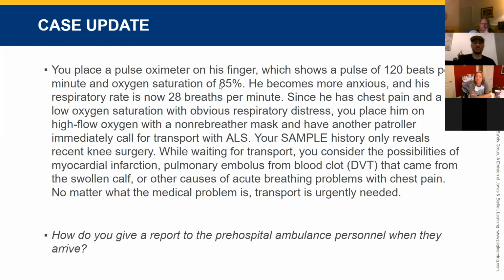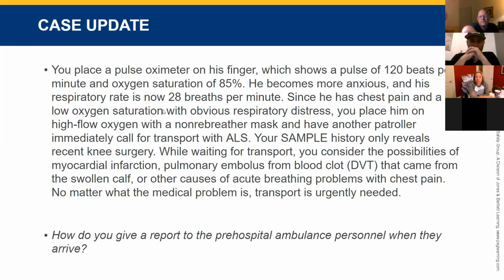So even if the oxygen sat is not always reliable, the pulse is. And so it's a great tool for that. Instead of having to count someone's pulse, this is much more convenient. And an oxygen saturation of 85, which is not great. He becomes more anxious and his respiratory rate is now 28 breaths per minute.